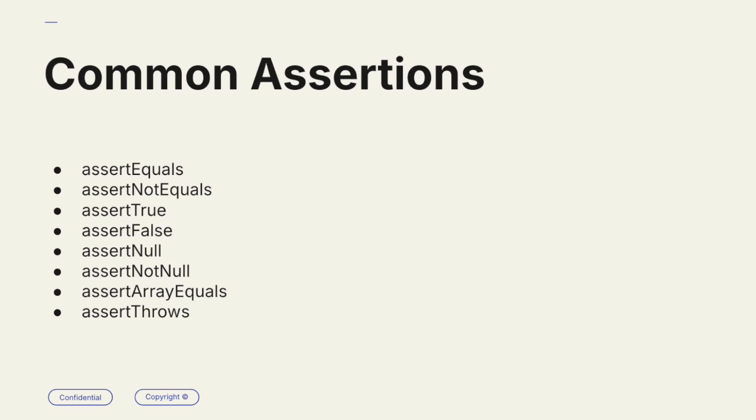These are some of the most common assertion methods in JUnit 5 that you'll use frequently when writing unit tests. Whether you're checking for equality, verifying conditions, or ensuring exceptions are thrown, these assertions will help you ensure your code behaves as expected.